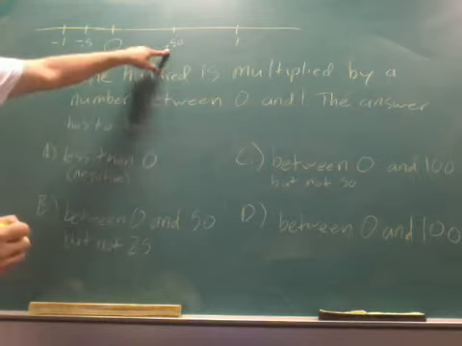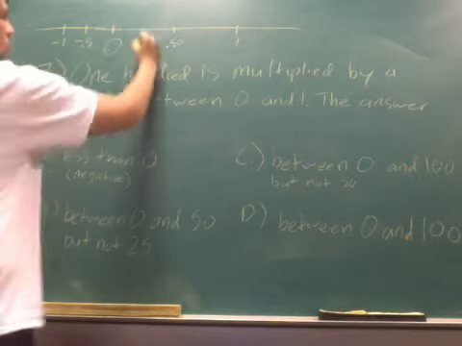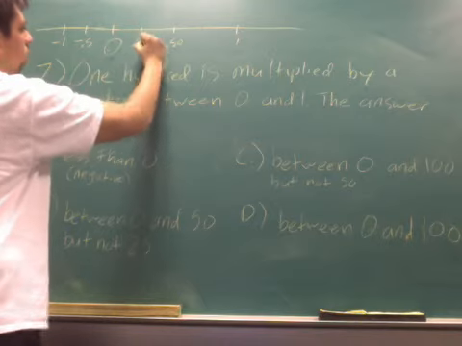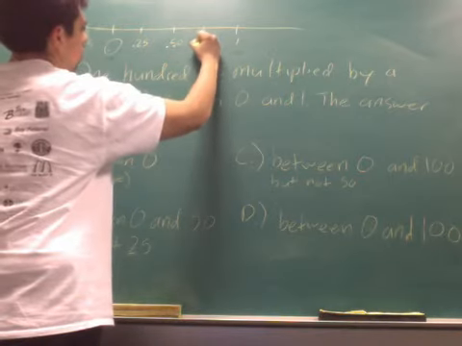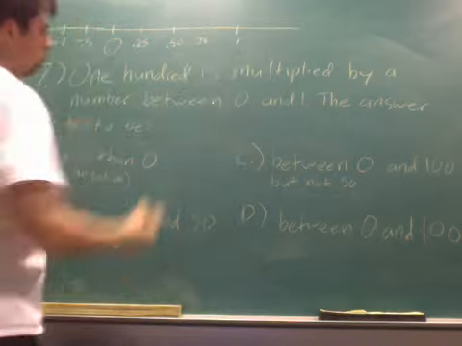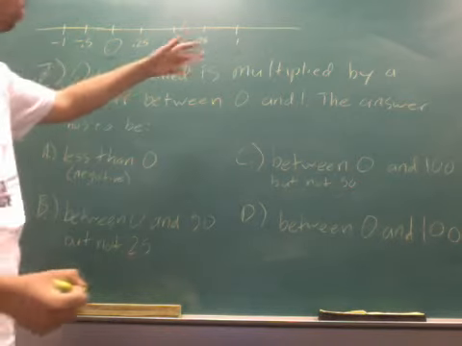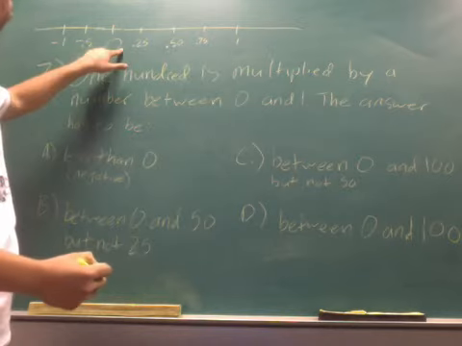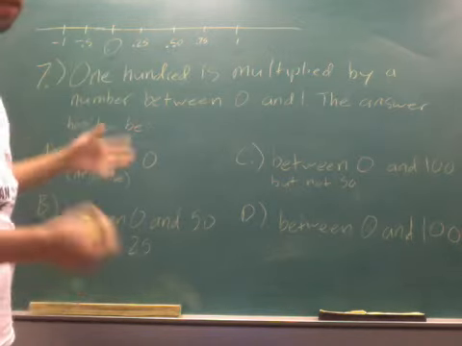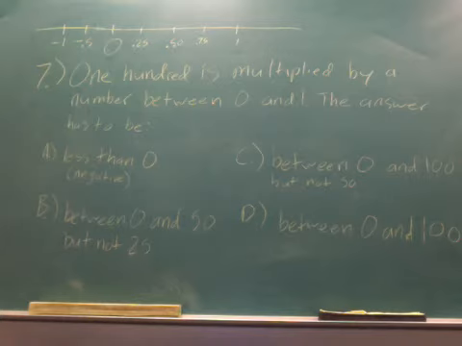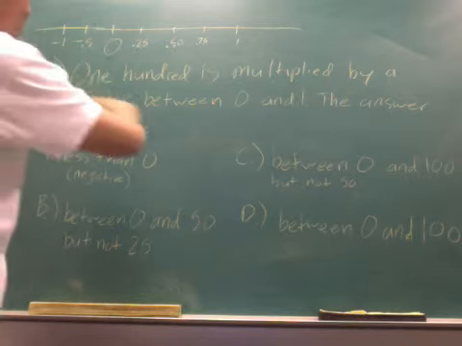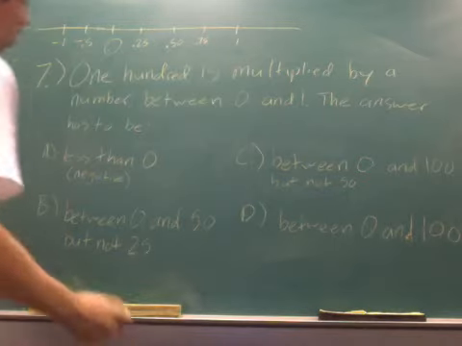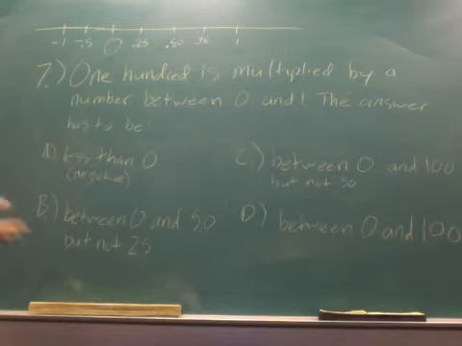So this number would be between 0 and 1. We could also have, right there would be a 0.25. Right here would be a 0.75. And any numbers in between. 0.3, 0.4, 0.8, 0.11111, anything like that. Okay? So if 100 is multiplied by a number between 0 and 1, a number right here somewhere, the answer has to be, okay, let's think about this.